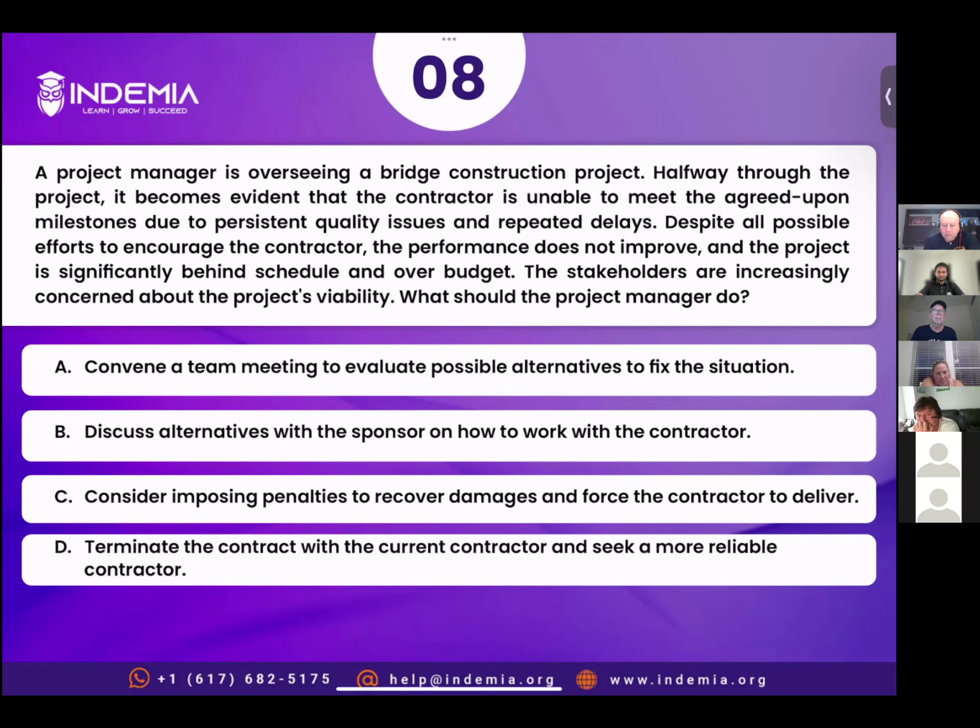For A, convenient. B is discuss alternatives with the sponsor on how to work with the contractor. It's not going to help because it's just between the sponsor and the project manager. We need more inputs from the team in different angles to analyze and fix the situation. That's why I choose A. All right. Thank you for the detailed explanation. Okay. Nikki, you have chosen option A.